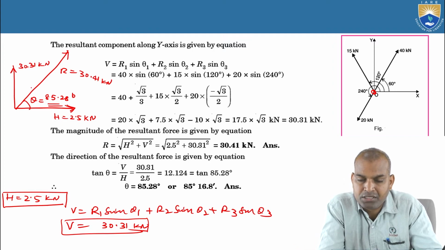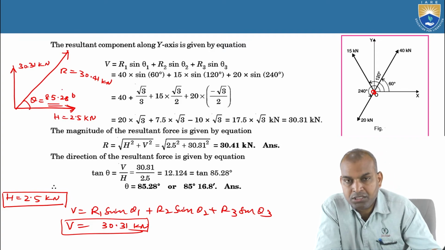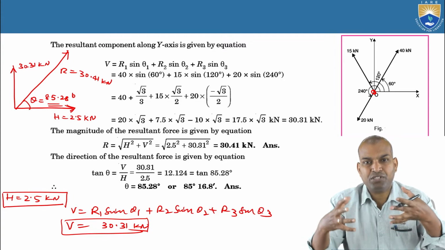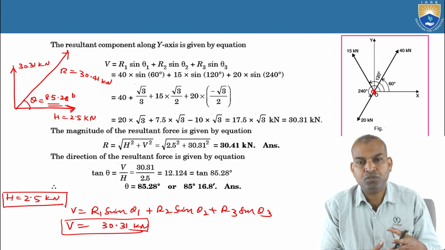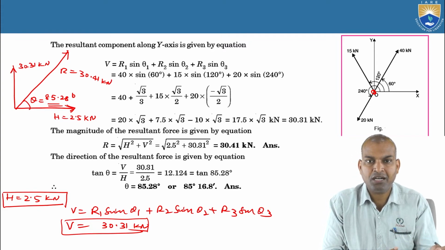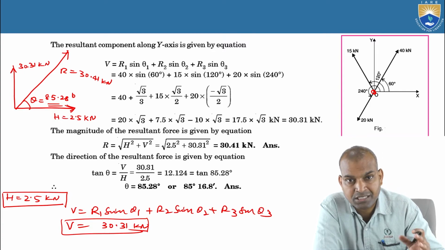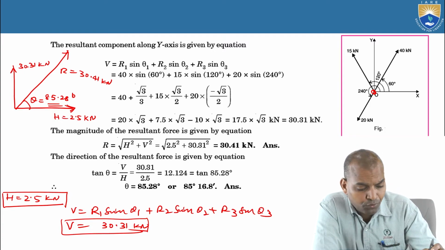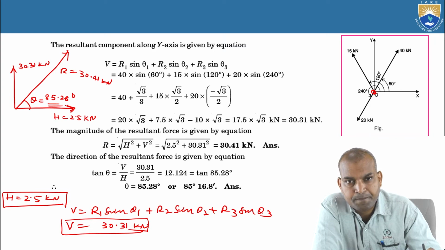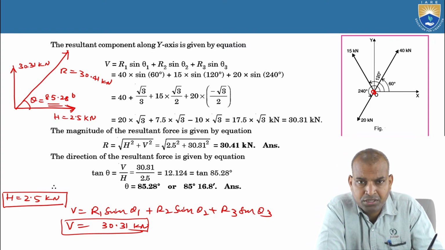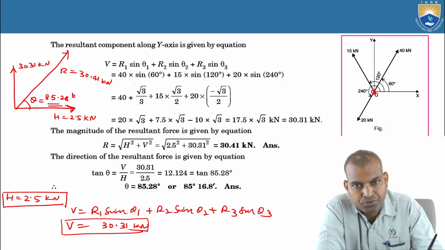These are all the forces, 40 kilonewtons, 15 kilonewtons and 20 kilonewtons, with theta 1, theta 2 and theta 3, acting on a particle. The effect of all these forces is equal to the resultant force, that is R 30.41 and theta 85.28. This force is known as the resultant force. Again, which method have we followed? We followed resolution of a coplanar force system and found the resultant force.